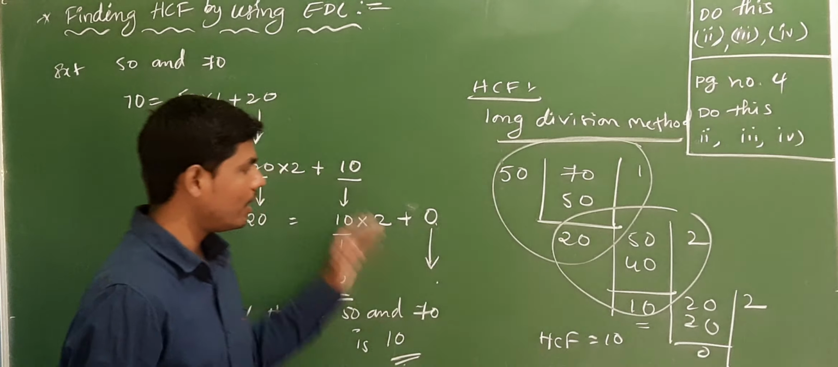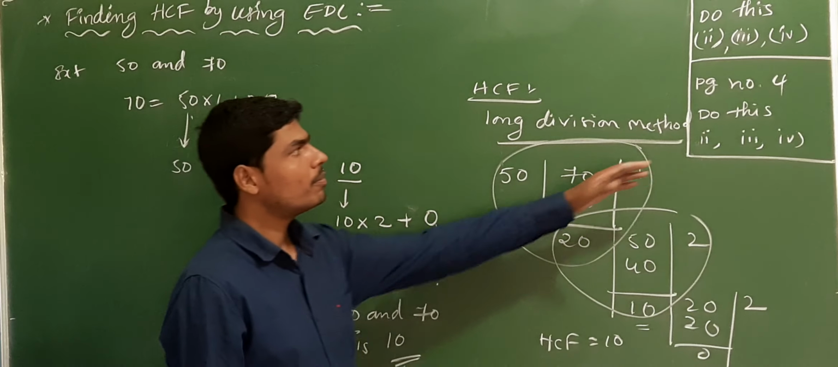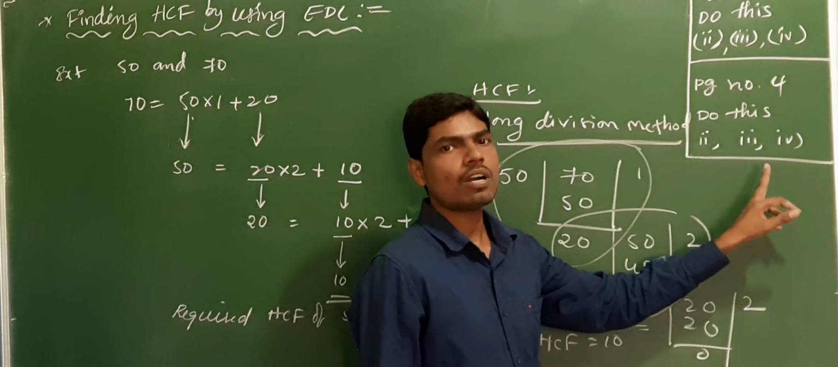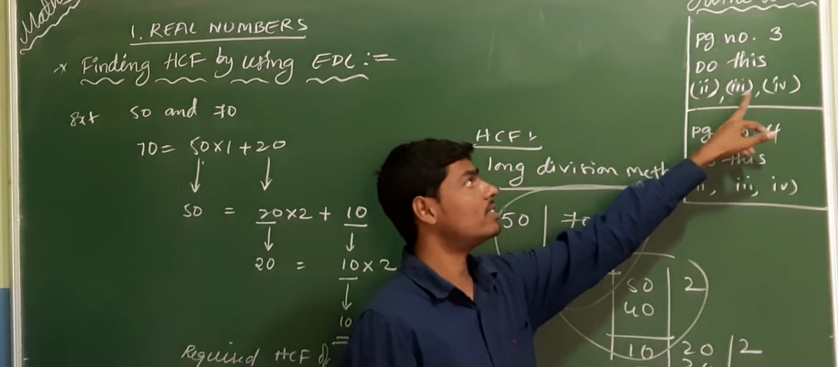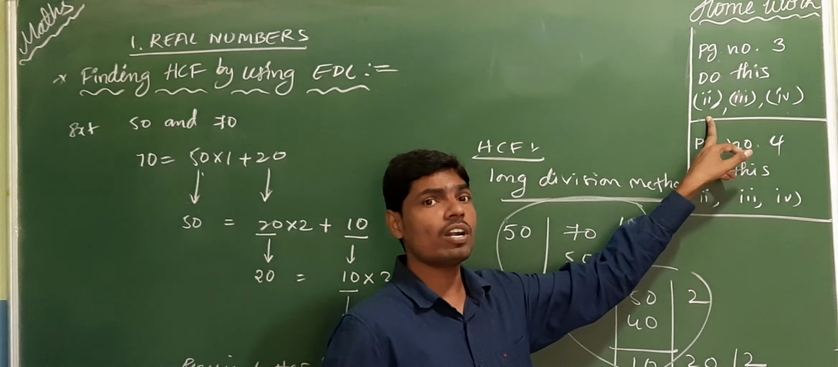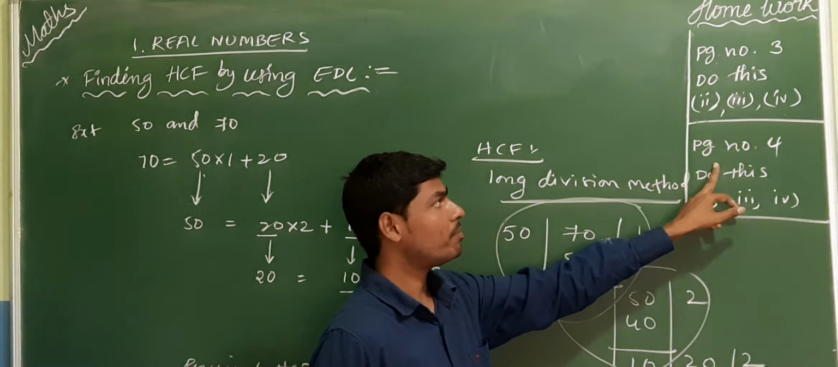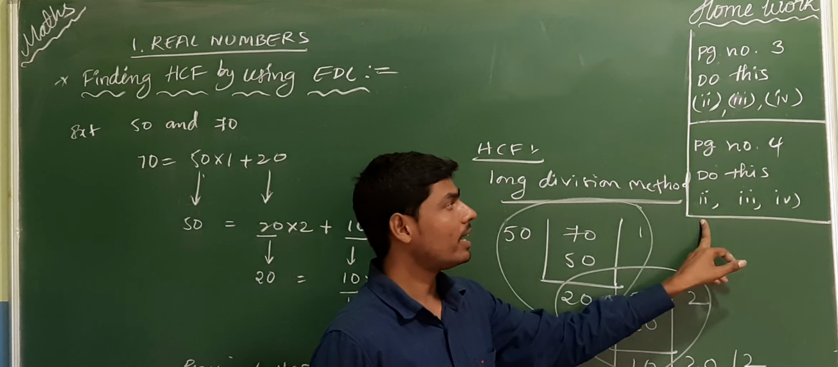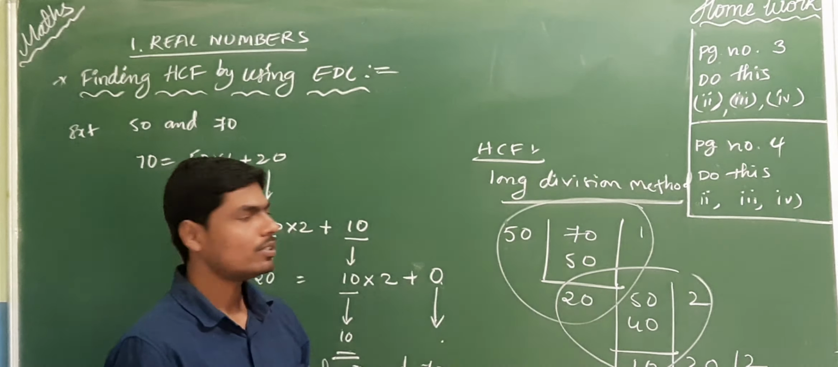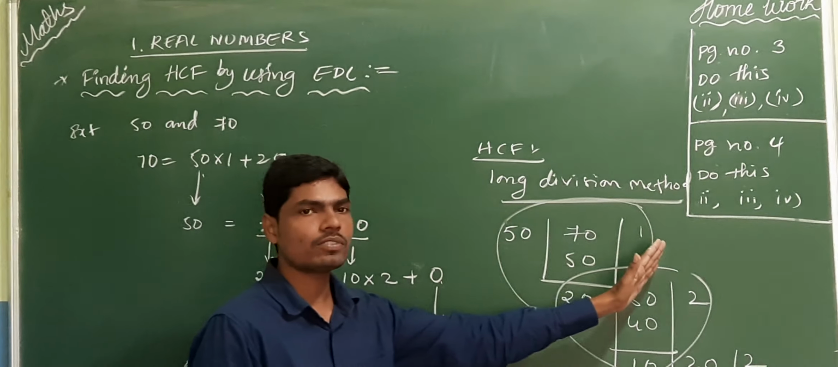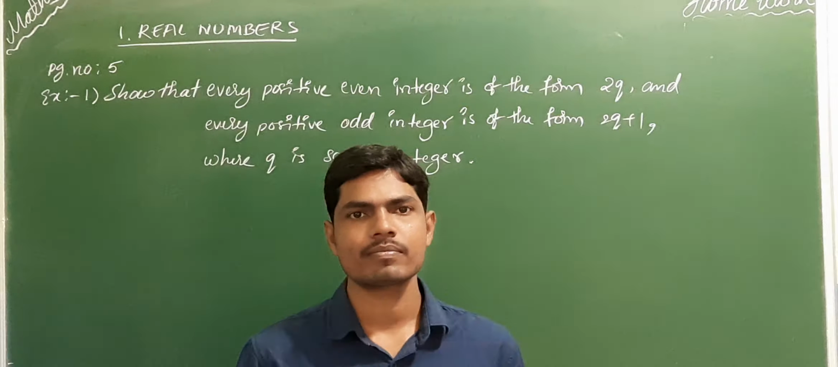And children, enough for today, and you work out on this problem. That is page number 3. Do this: second, third, fourth. The first one I have already done for you. Next here, page number 4. Do this: second, third, fourth. And the first one I already did here for you. So apply the same process for those problems also. Enjoy it.